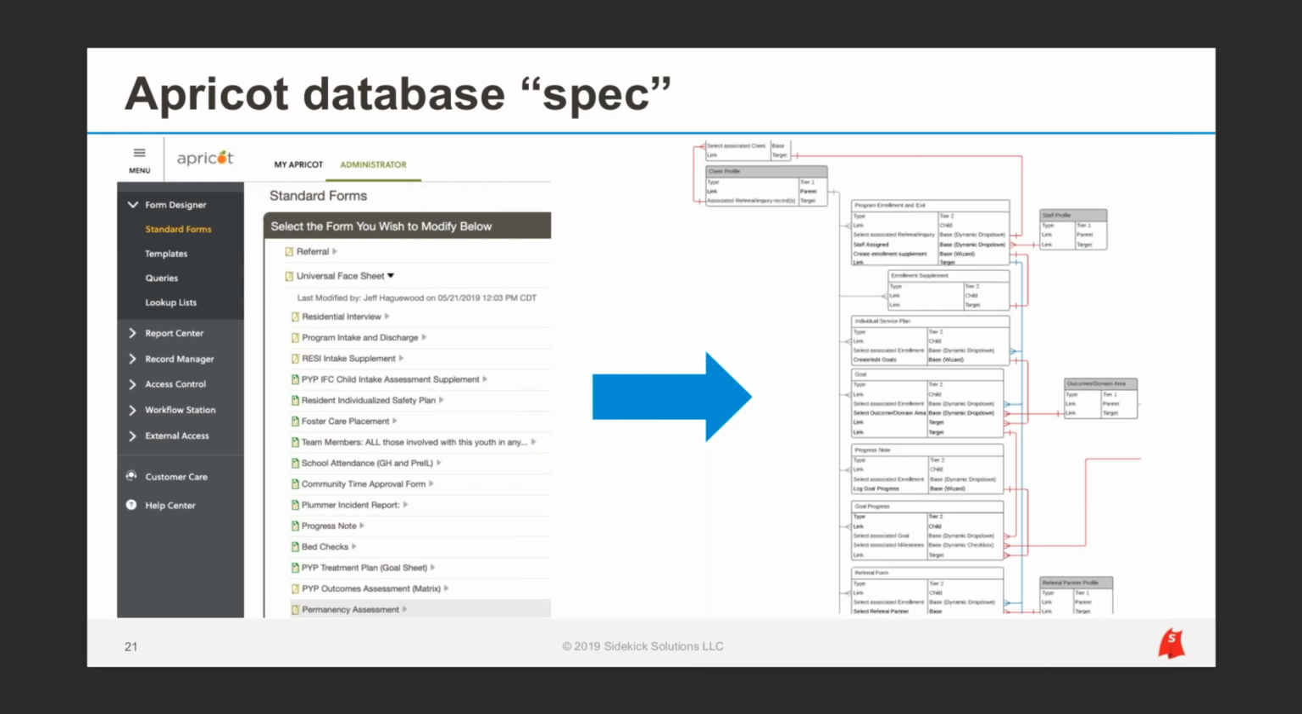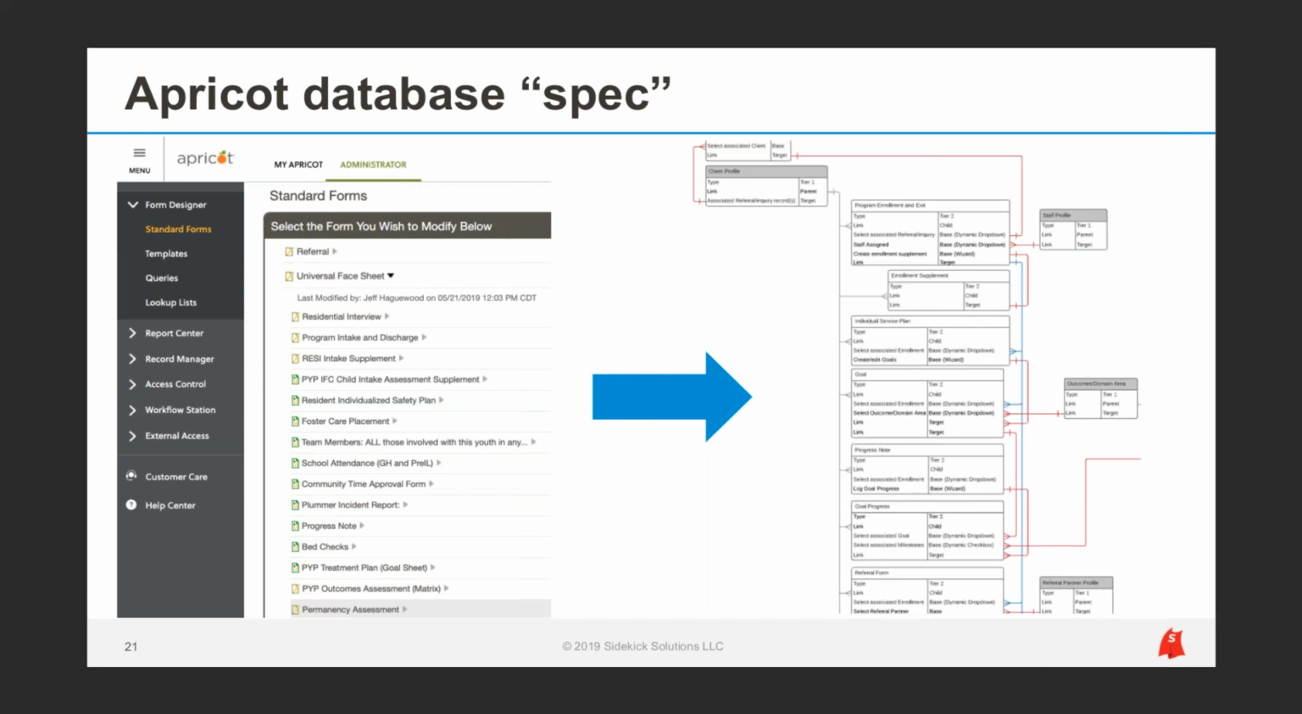Thanks, Sarah. So Apricot's a builder. It has a set of rules and constraints on how you can build programs and workflows, but it allows the flexibility to create custom data entry and reporting systems for nearly any program or service. Most Apricot builds are unique. Even when they're similar, there are slight variations that make them custom.